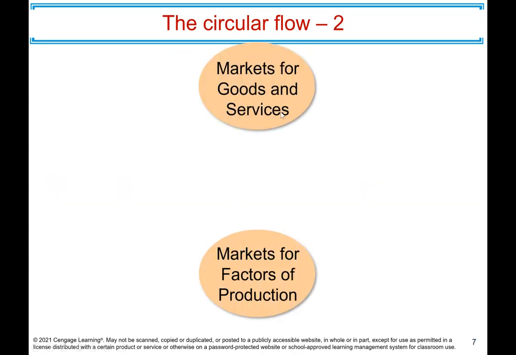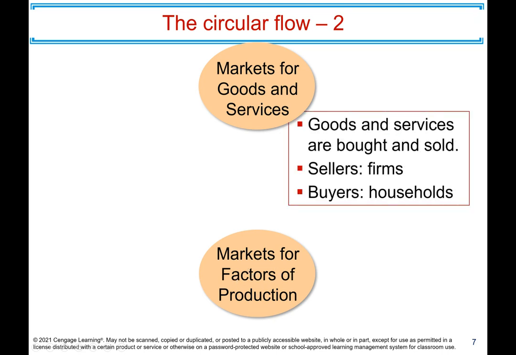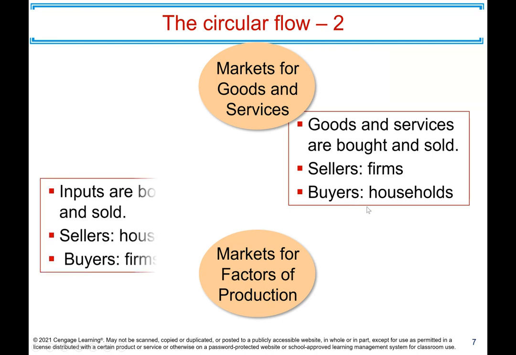The two markets where these two institutions interact are the market for goods and services and the market for factors of production. In the goods market, goods and services are bought and sold. The sellers are the business firms and the buyers are the households. In the market for factors of production, inputs are bought and sold. The sellers are the households and the buyers are the firms.